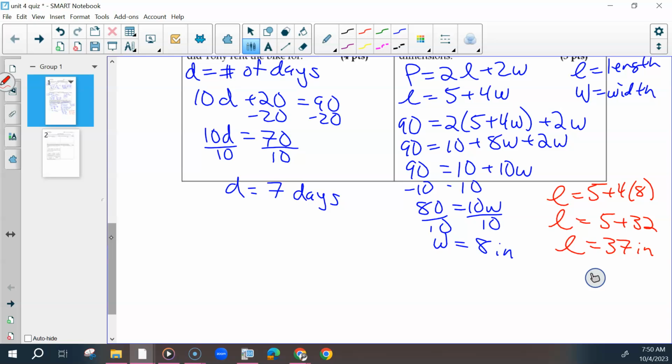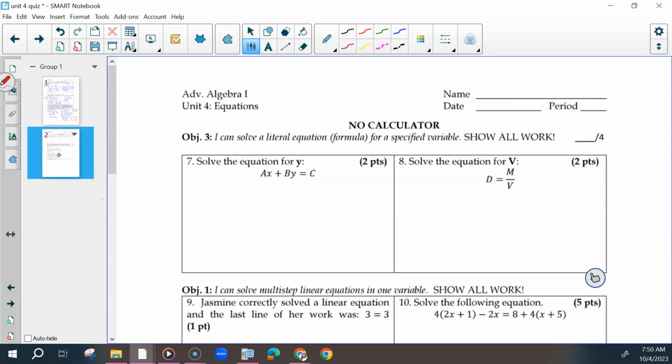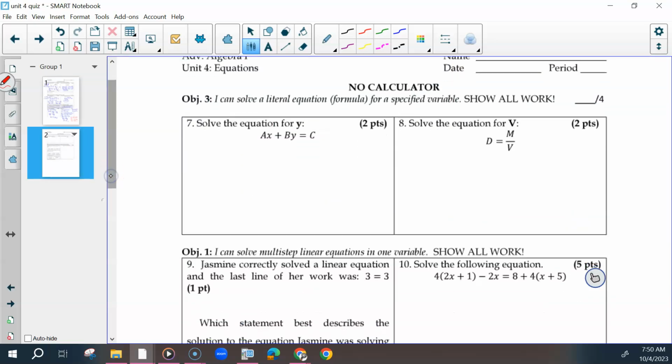Okay. Go on to the no calculator page. Alright, for this, most of us got 7. Make sure you're showing the work to both parts. Don't just divide one side but not the other. We have to do everything to both sides.